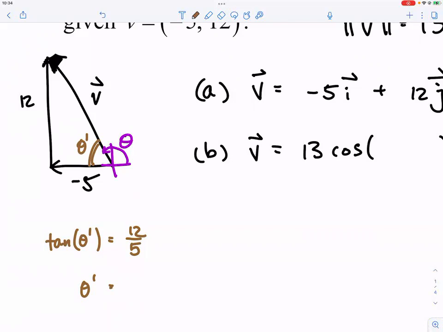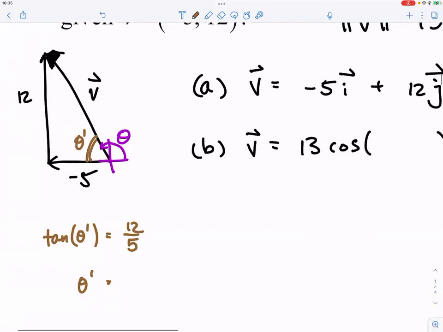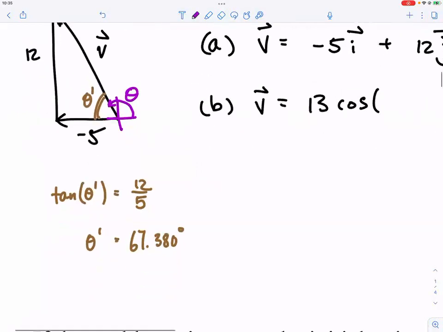Now this is a way to annotate because we have two angles. They are really closely related to each other. So I would use a little prime right next to it to indicate that it's the angle that's related but not the actual theta. So what's the angle here? The theta prime is 67.380 degrees. Okay. So if the theta prime is 67.380 degrees, then our actual theta would be 180 minus.